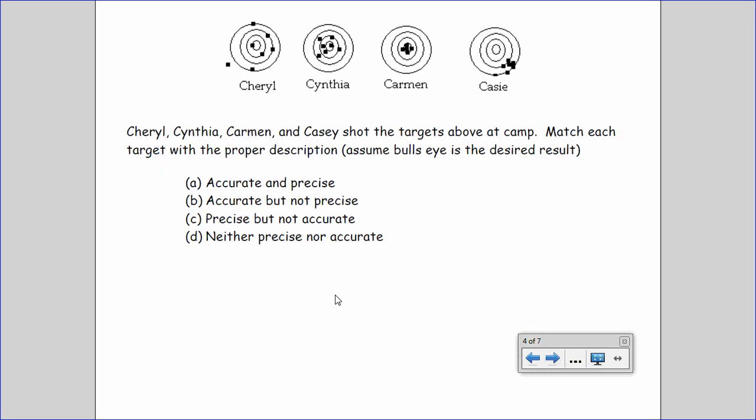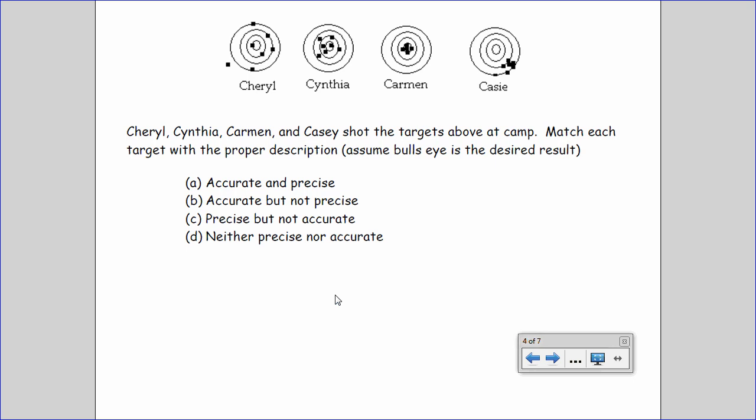So in this scenario, we have 4 students, Cheryl, Cynthia, Carmen, and Cassie. They are shooting at targets at camp, and which target would go with each player? Somebody is both accurate and precise. Someone is accurate but not precise. Someone is precise but not accurate, and somebody is neither precise nor accurate. So pause the video, see if you can match them up.